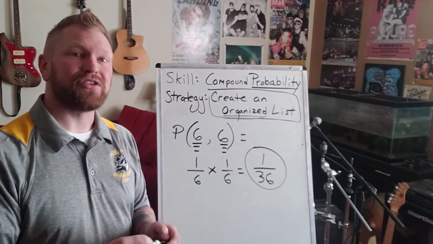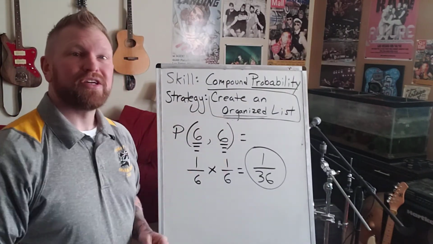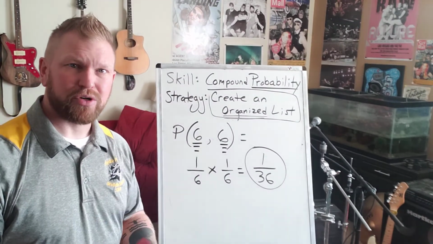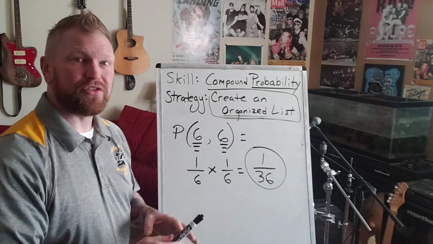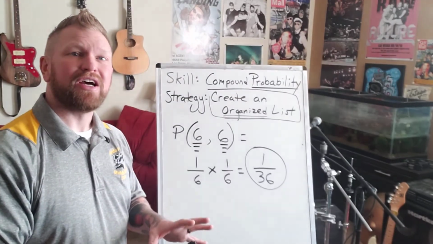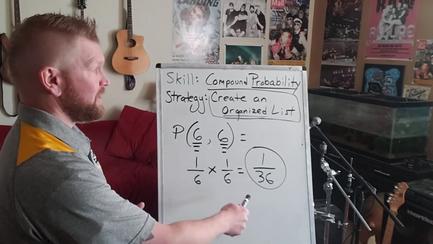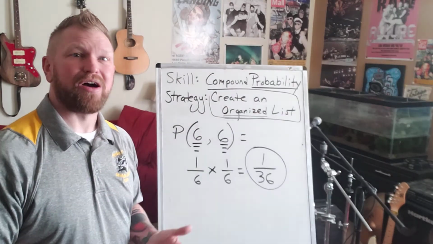Notice it's the same answer that we got when we made the organized list. So if you're trying to solve this problem and you don't remember the shortcut or you don't know the shortcut, then make an organized list for yourself so you can actually visualize all the outcomes and see how many are the ones that we're talking about. But if you know the shortcut, then that's the way to get that answer a lot faster. Compound probability.